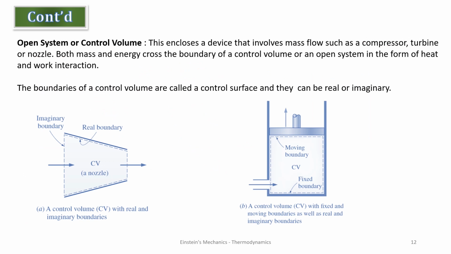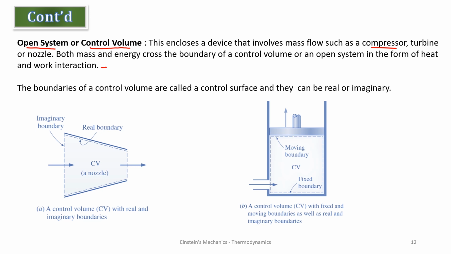Open system. So we saw that the closed system is also called control mass. And we have the open system. It's also called control volume. So what is an open system? This encloses a device that involves mass flow, such as a compressor, turbine or nozzle. Both mass and energy cross the boundary of a control volume or an open system in the form of heat and work interaction.